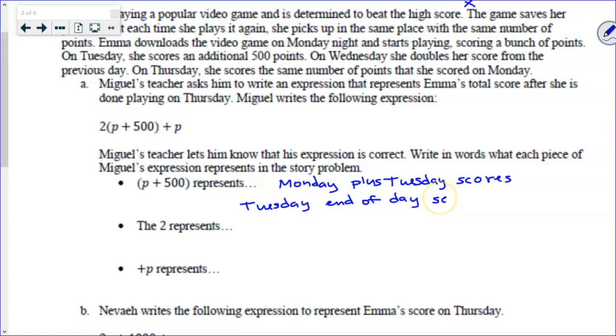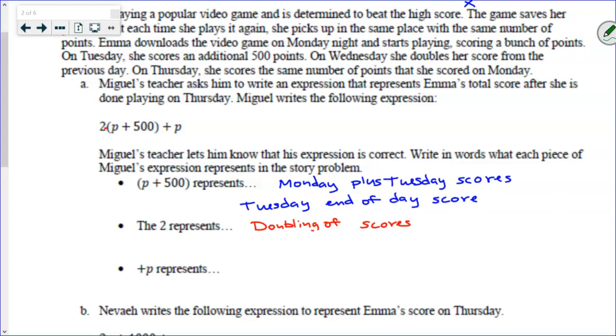Then we have the 2 on the outside. What is the relationship between the 2 on the outside and the parentheses? Ethan? Exactly. So recognizing that the 2 next to the parentheses means we're multiplying by 2. So why are we multiplying by 2? Because she doubled her score on Wednesday. So this is the doubling of the score. Or in other words, this is Wednesday end of day score. Well, we'll just say doubling of scores because it doesn't show the whole thing altogether.